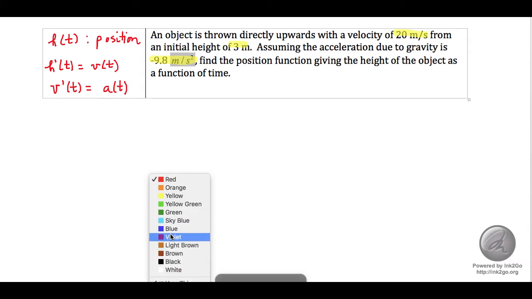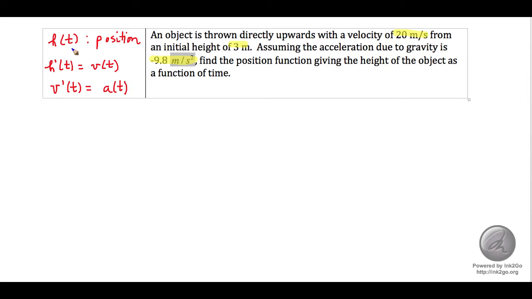Just to recap what we know from before, let's say that h of t is the position function. Then the derivative of h would be equal to the velocity function, and the derivative of the velocity, or the second derivative of h, would be equal to the acceleration function. Now we're told that the acceleration is a constant negative 9.8 meters per second squared. So we want to work backwards and find the position function in all of its detail.